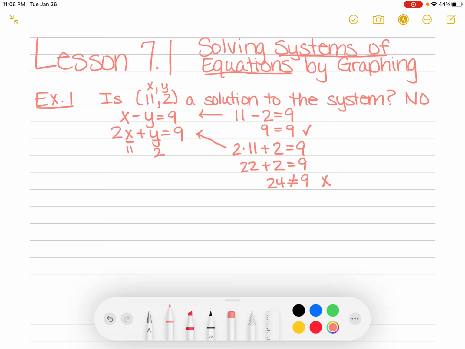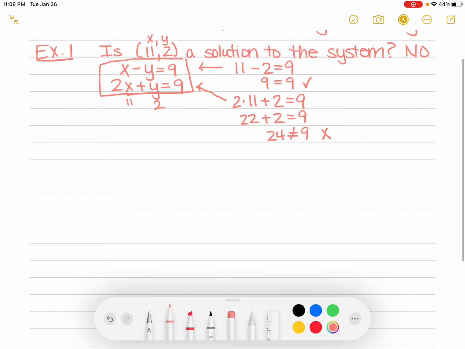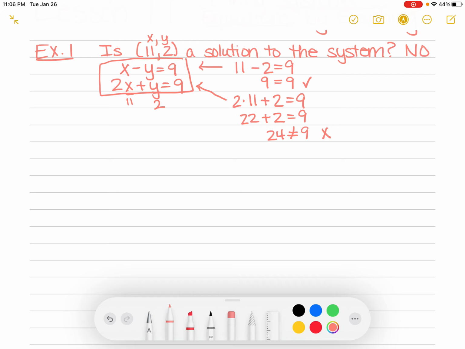This is the first part of your homework you're going to be doing. They're going to give you a point, like (11, -2), and they're going to give you 2 equations, and they're going to say, is that a solution? So you're just going to say yes or no. Okay, and this is how you do it. So you're putting in a check. Okay, still with example 1, we're going to do a different one. So that's not a solution.